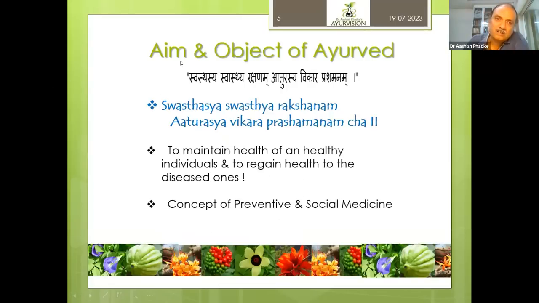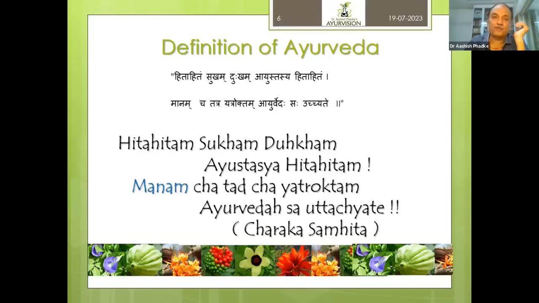Now this swastha is a term which is swa plus stha. Swa means your original state. And again, when you see particularly your Patanjali Yoga Sutra, there is swa, swarupa: tada drashtuh swarupe avasthanam. So swa, swarupa. That is swa here and in Ayurveda; in both places you can see the similarity, and they emphasize that swarupam or swastham. Now, what is the definition? The definition says: hitahitam sukham dukkham ayustasya hitahitam manam cha tacha yatroktam ayurveda sa uchyate.